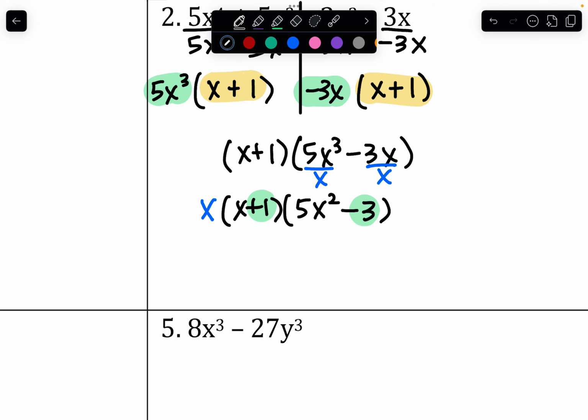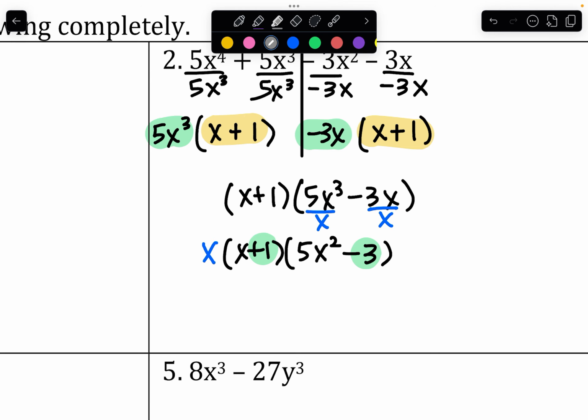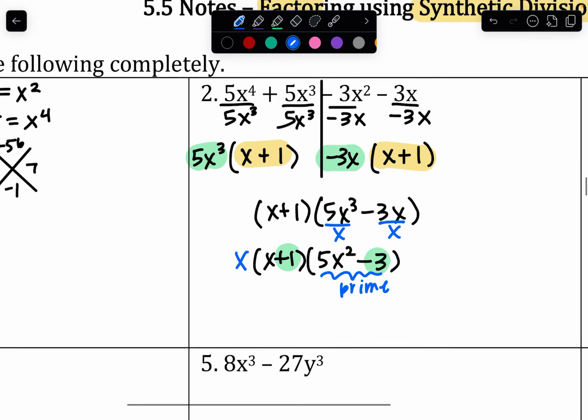Okay, and so checking our work, x is linear, x plus 1 is linear, and then 5x squared minus 3, that is not a difference of squares, so that is prime. Okay, and then checking our first terms, x times x is x squared, times 5x squared is 5x to the 4th. And then multiplying the constants, I would have 1, negative 3, and that would give me the negative 3 times the x. Okay, so just quickly checking to make sure you have a reasonable answer.